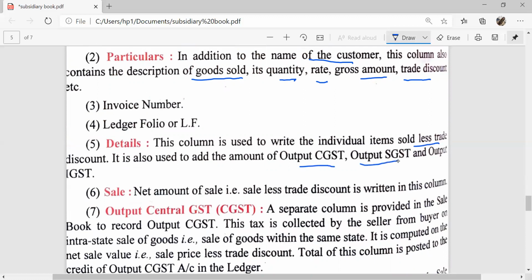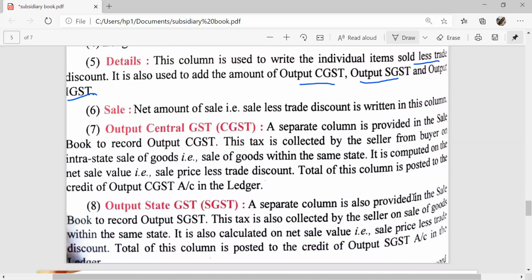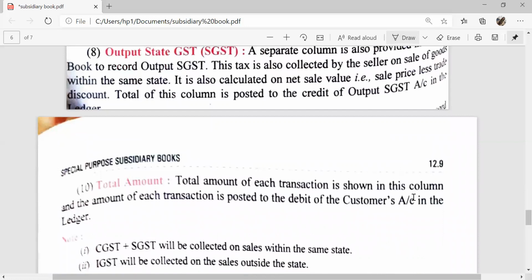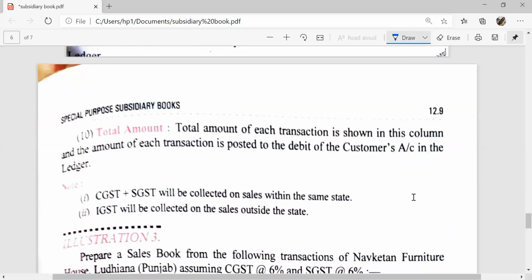In the fifth column, the detail of the individual item sold less trade discount, and add output CGST, SGST and IGST. In the sixth column, the net amount of sale, that is the sale less trade discount, will be recorded. In the seventh column, output CGST, this tax is collected by the seller from the buyer on intra-state sales, meaning when the goods are sold within a state. A separate column is also there for recording the output SGST, and output IGST if goods are sold outside the state. And in the total amount column, the total amount of each transaction is shown.